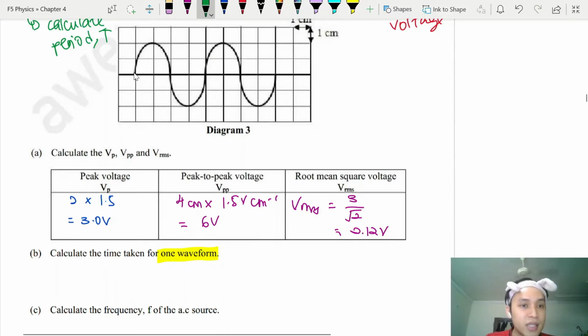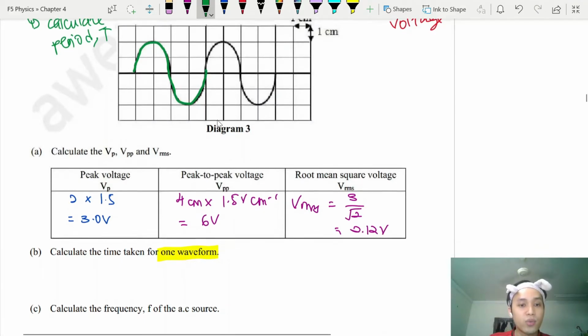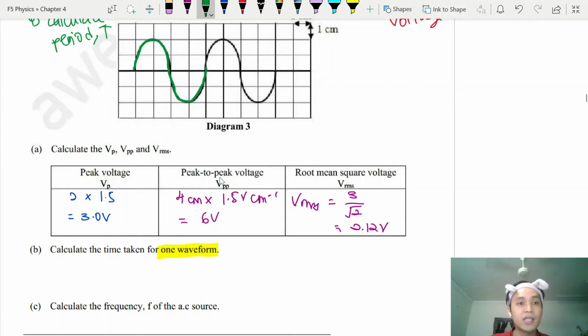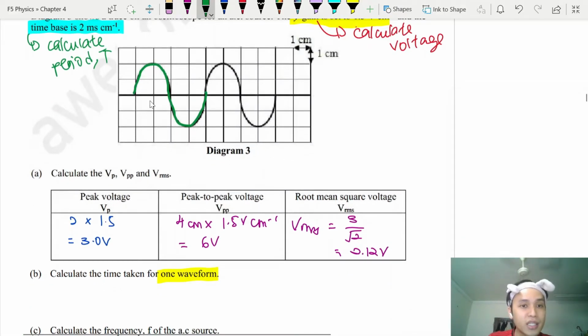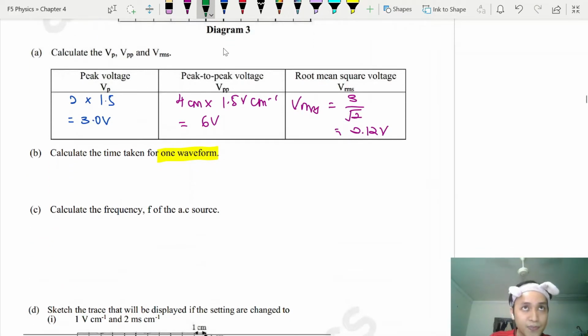Now let me take the easiest one. One wave is this one. Alternating current, this is one wave. Within this one wave, if I want to calculate the time, I need to look at the time base. Time base means your x-axis here, the horizontal line. Now they tell me that each centimeter is 2 milliseconds. So in one wave here, I have 4 boxes. So 1, 2, 3, 4. To calculate the time, you just take this one, 2 milliseconds per centimeter.